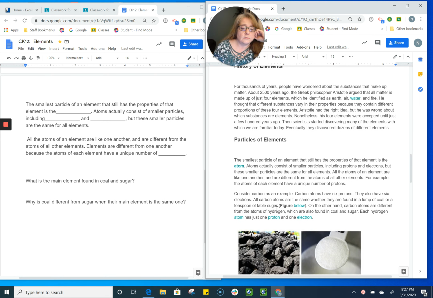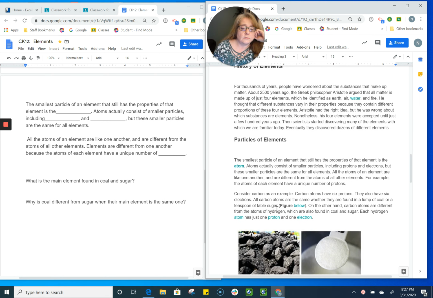So it's going to ask here, what's the main element found in coal and sugar? And that is carbon. And carbon has 6 protons. And all carbon atoms are the same whether they are found in a lump of coal or a teaspoon of table sugar. On the other hand, carbon atoms are different from the atoms of hydrogen, which are also found in coal and sugar. Each hydrogen atom has just one proton and one electron.